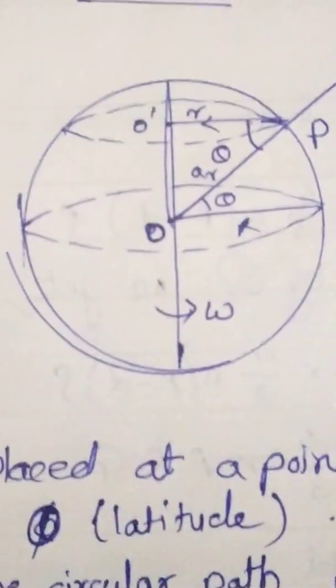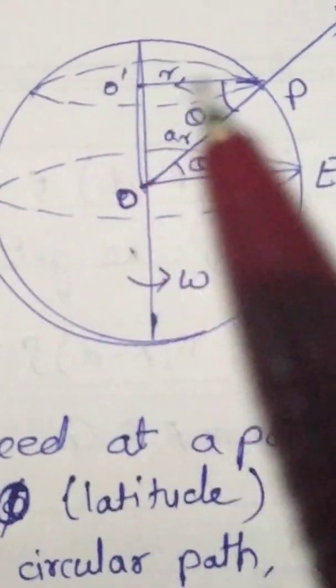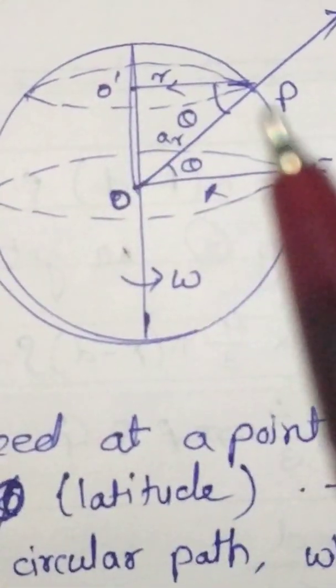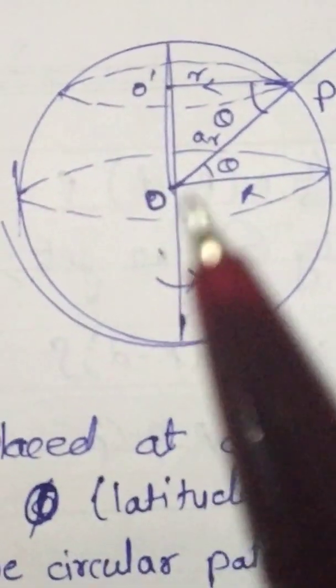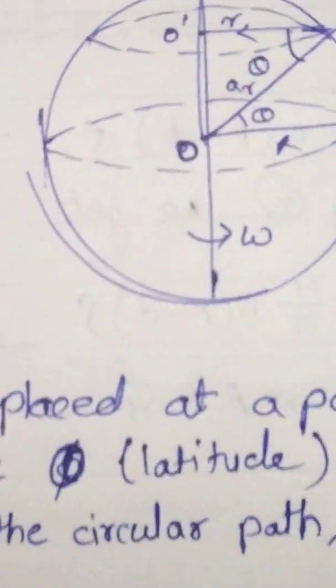The angle EOP is equal to theta, E being a point on the equator. So this angle at O dash is also theta. Capital R is the radius of the earth, and small r gives the distance from the axis to the point where the body is situated on the surface of the earth.